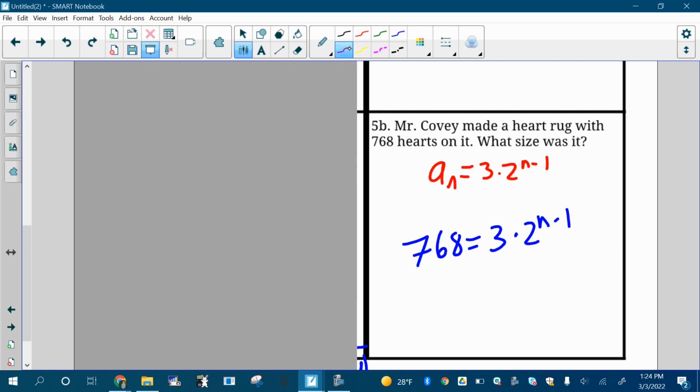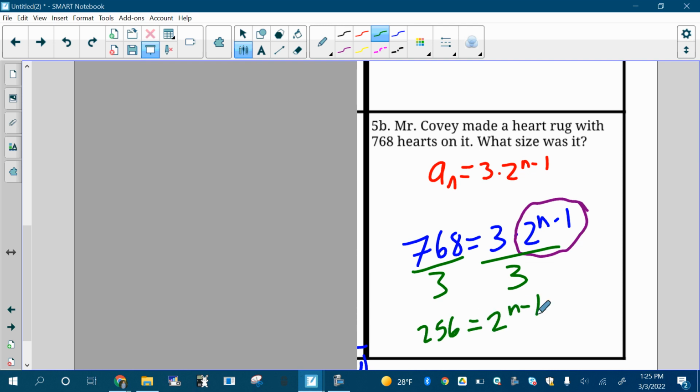Okay, I got to get the n by itself. How am I going to do that? Well, first I got to get this exponential part by itself. I got to get rid of that 3 out front. Since I'm multiplying by 3 to get rid of it, I'm going to divide by 3. I get 256 equals 2 to the n minus 1.